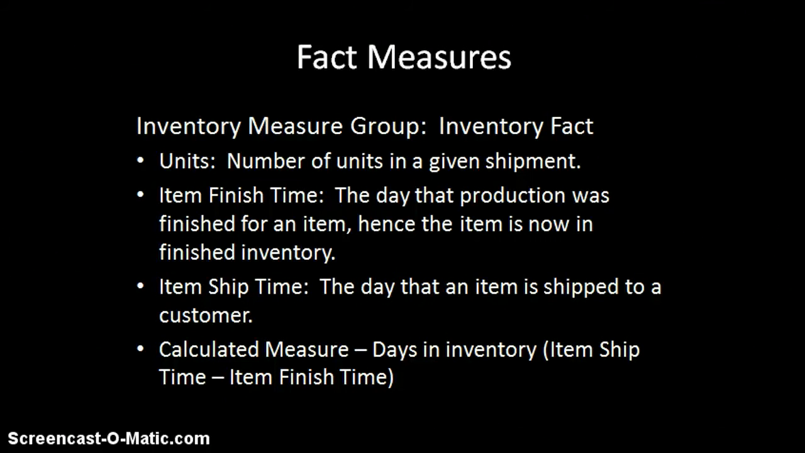My name is Edward, and I'll be talking about the fact measures. We have 3 fact measures that we use to calculate our days in inventory. We have units, the number of units in a given shipment, the item's finishing time, the day that the production was finished for the item, and then the item shipping time, the day that an item is shipped to a customer. We use all 3 of these to calculate the days in inventory. We use the item shipping time minus the item's finishing time.